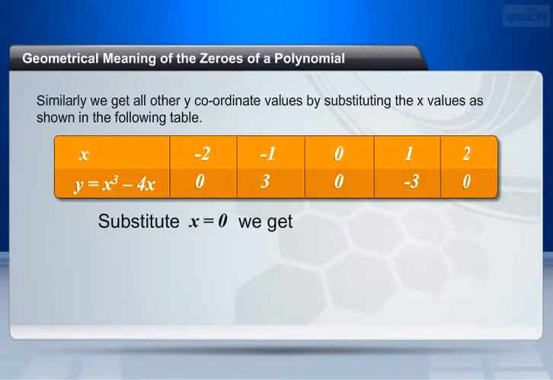Similarly, substitute x is equal to 0. We get y is equal to 0 cube minus 4 into 0. This is equal to 0 minus 0. This implies y is equal to 0.